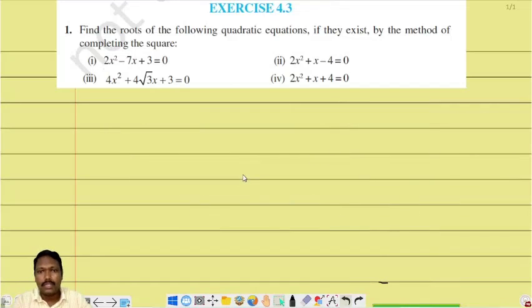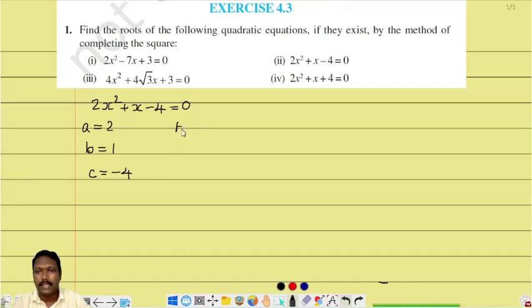Okay, so question number 2. What is question number 2? 2x squared plus x minus 4 equal to 0. Here the coefficient of x square, that is a is equal to 2, b is equal to the coefficient of x, which is 1, and the constant term is here minus 4.